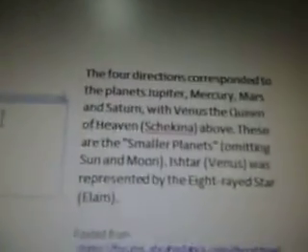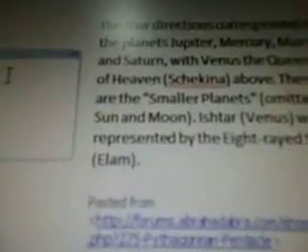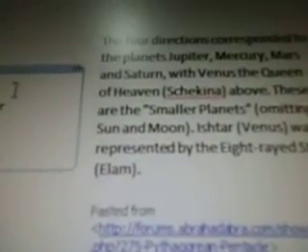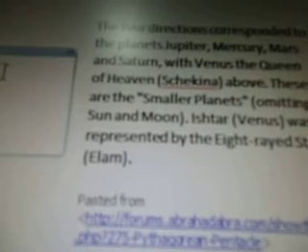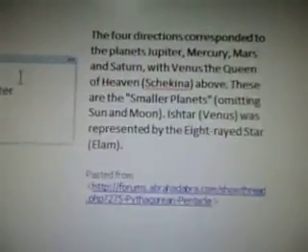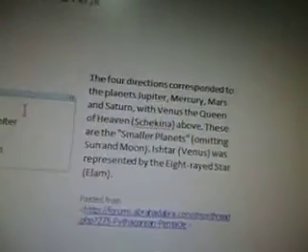And what I found was this thing here. It says the 4 directions correspond to the planets Jupiter, Mercury, Mars, and Saturn, with Venus and the Queen of Heaven, Shekinah, which I haven't looked up, above. These are the smaller planets omitting Sun and Moon. Ishtar, Venus, was represented by the 8-rayed star Elam. So I did look up information about the star of Elam, and I had a heck of a time trying to figure out what the heck that meant.